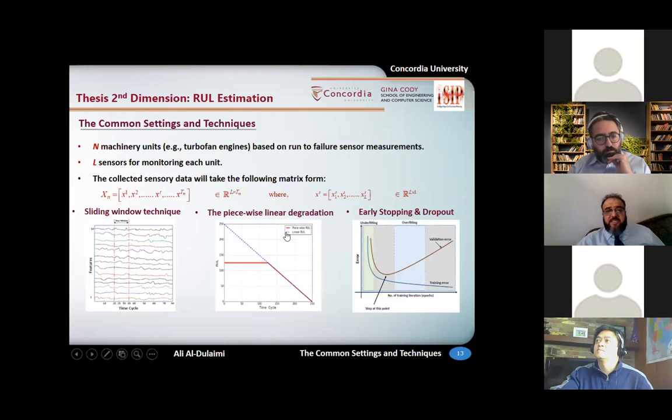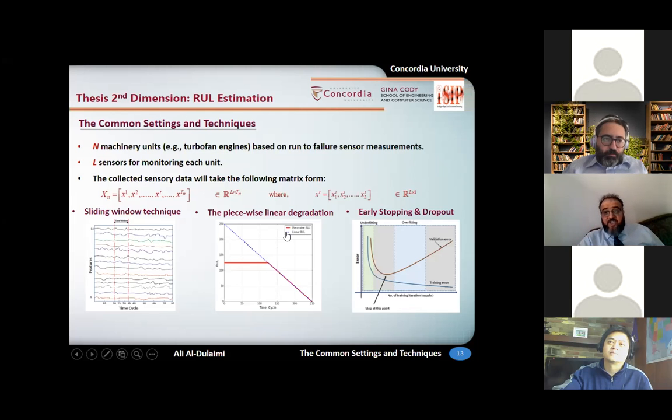We use common settings and common techniques in most of these proposed approaches. We consider the RUL prediction for a system or subsystem with n machinery units, such as the turbofan engines in our case, based on run to failure sensor measurements. We use L sensors for monitoring each unit. The collected sensory data will take the following matrix form: X sub n, where X sub t is the observation vector.